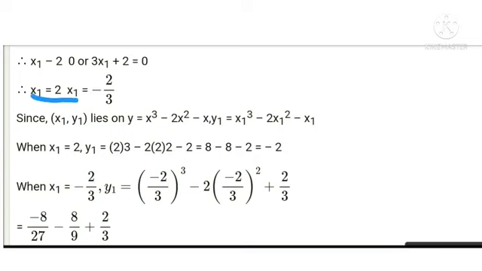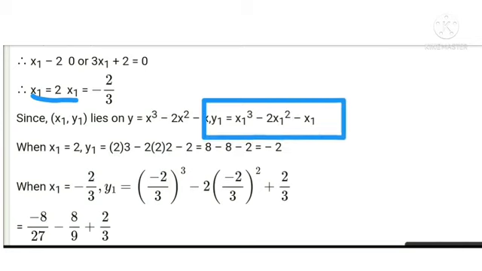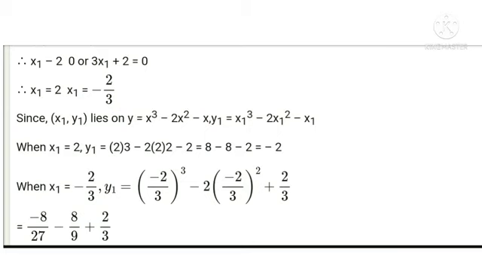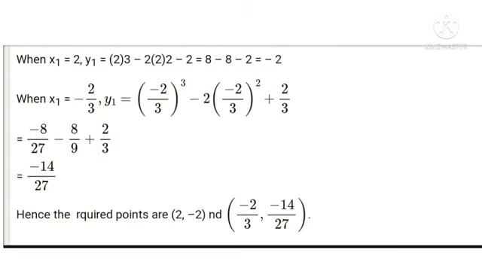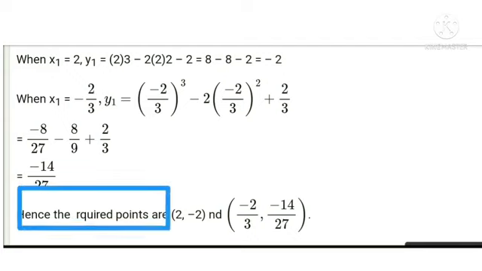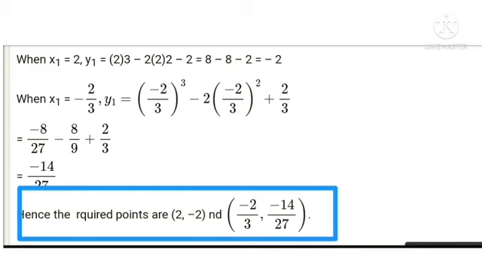In this equation, you put the value of x1 as 2. Then what happens? We get y1 as minus 2. And when x1 is minus 2 upon 3, then we simplify. Put here x1 as minus 2 upon 3 and simplify. You get y1 is equal to minus 14 upon 27. Therefore, the required points are 2, minus 2.